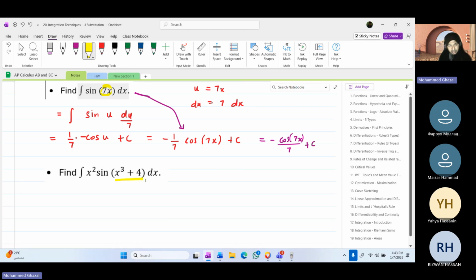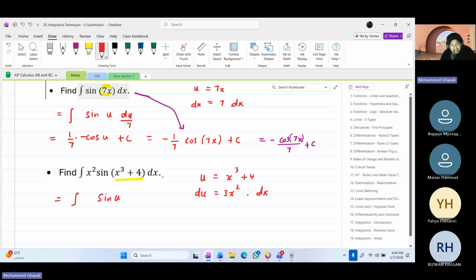Look at this. We have x cubed plus 4. So we have to make the complicated function equal to u. So u is equal to x cubed plus 4. Then you differentiate that, du over dx is 3x squared, so the dx is du over 3x squared. Move the dx from the bottom here. Now we have the integral of sine u.